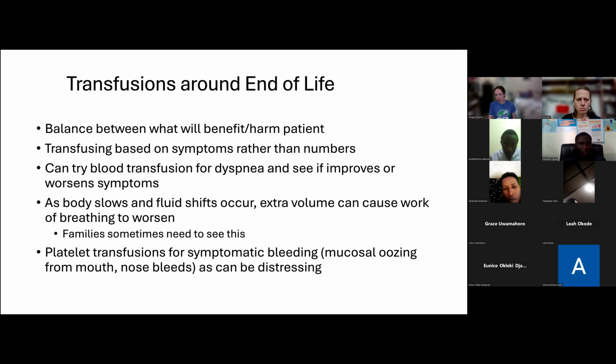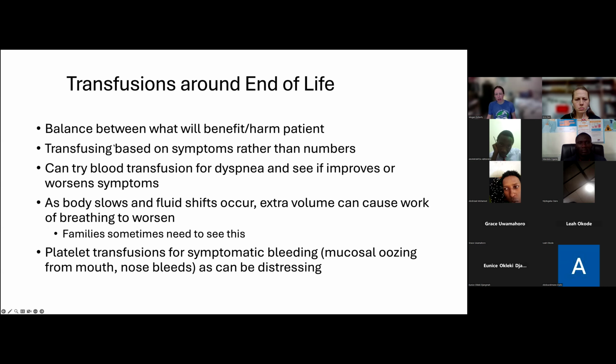Many times we get questions about transfusions at the end of life, because children with cancer, when you're diagnosing them, sometimes they've been given transfusions because they had very low blood counts, very low platelet counts. So we have to transfuse the patient, balancing the risks and benefits.